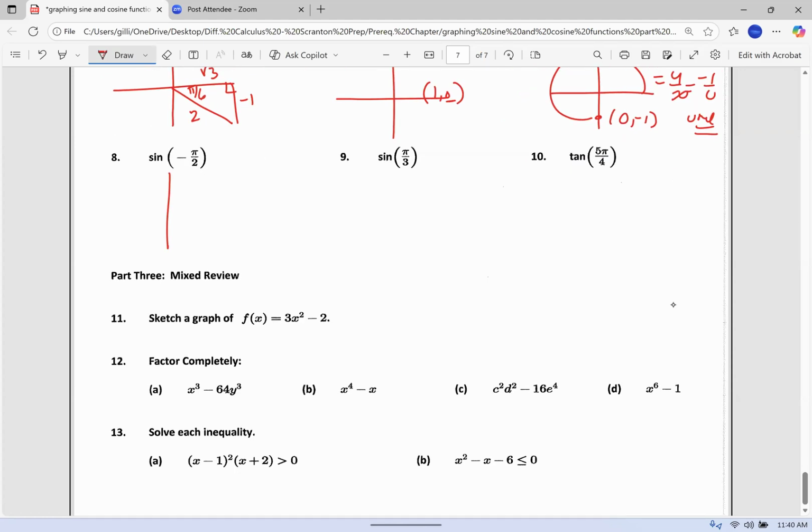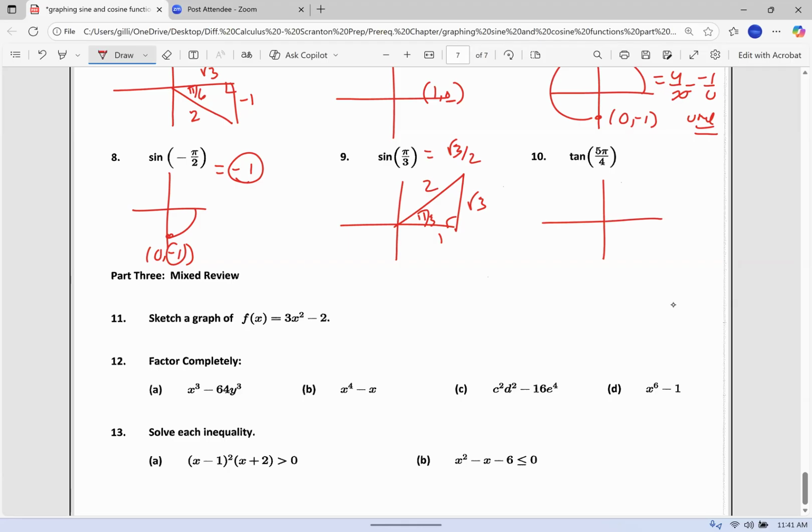Sine of negative pi over 2 puts me here. 0, -1. Sine is the y coordinate when it's quadrantal. Pi over 3 puts me here. √3, 1, and 2. Sine is the y over the r. Tangent of 5 pi over 4, that's 1 and 1/4. Pi over 4 is here, 1, 1, and √2. Both of those are negative, being in the quadrant where both x and y are negative. Tangent is the y over the x, -1 over -1 is 1.